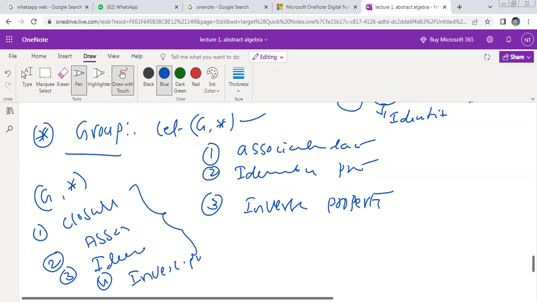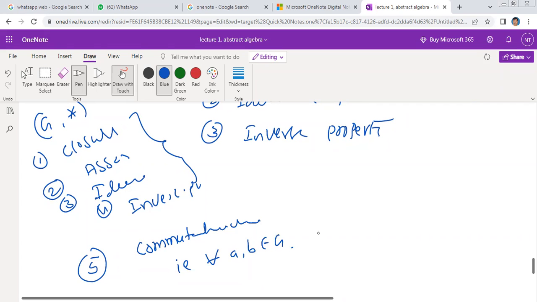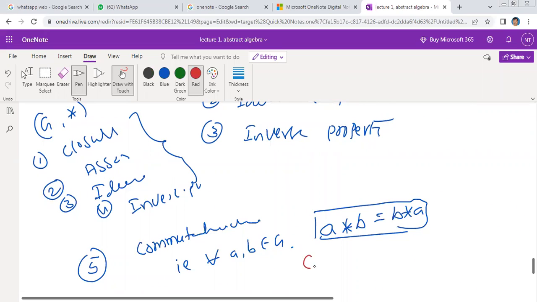In addition to these four, if G satisfies commutativity, that means for every a comma b belongs to G, a star b is equal to b star a, this additional condition is satisfied. Therefore, this group is called a commutative group or abelian group.